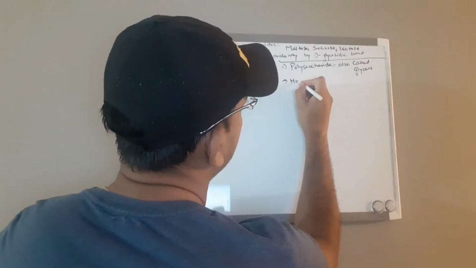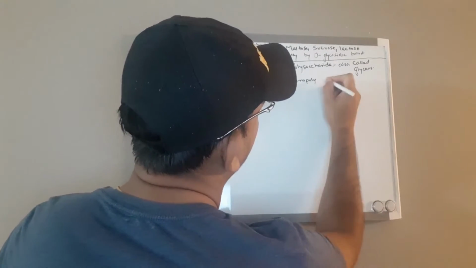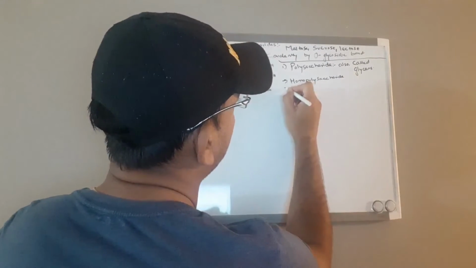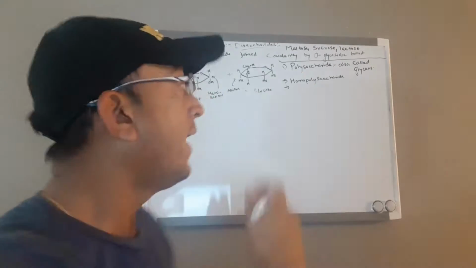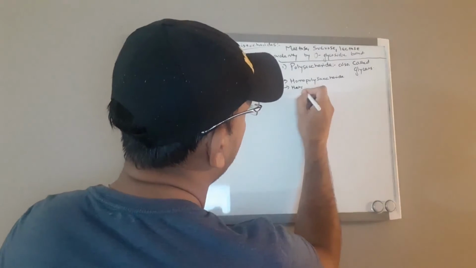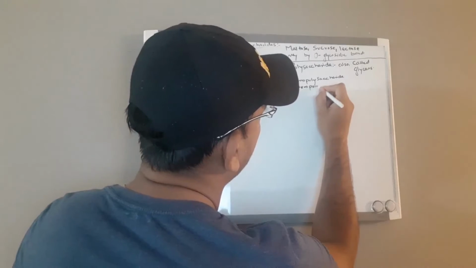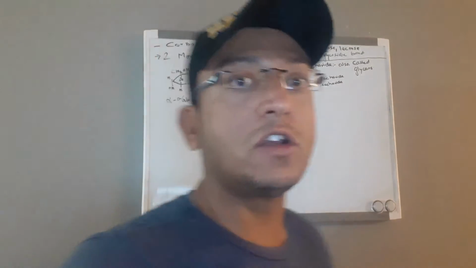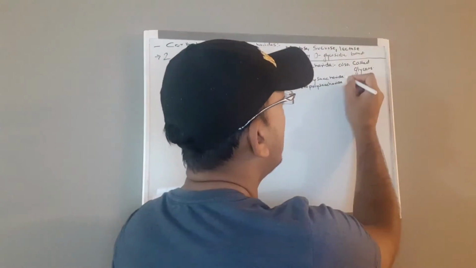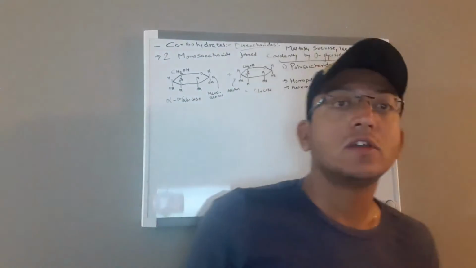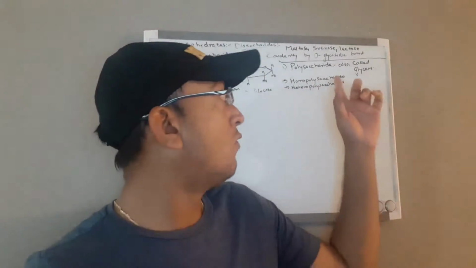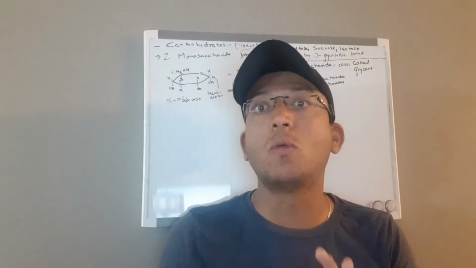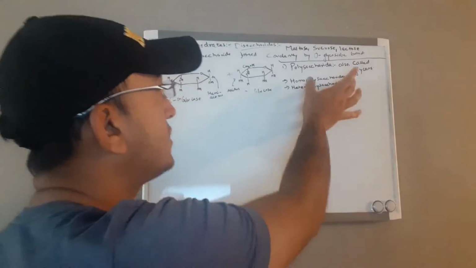So for example, there are two types of polysaccharide. One is homopolysaccharide and one is heteropolysaccharide. These are the two types of polysaccharides. What do you mean by homopolysaccharide? That means containing only a single monomeric species.